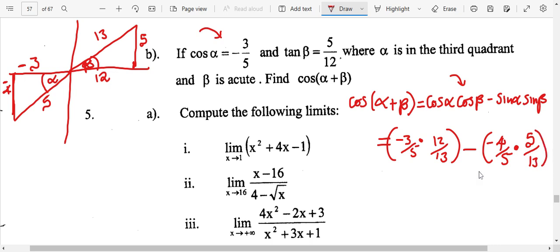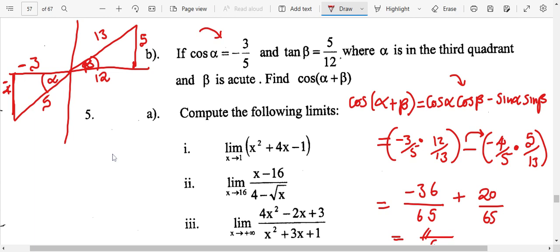Good. So this is going to give us, we multiply on top, negative 3 times 12, that is negative 36. And then down, 5 times 13, that is 65. And then we're going to have this negative and this negative, that will give us a positive. So I've got 4 times 5, which is 20, over 65. So since what is down is the same, just add what is on top, okay?